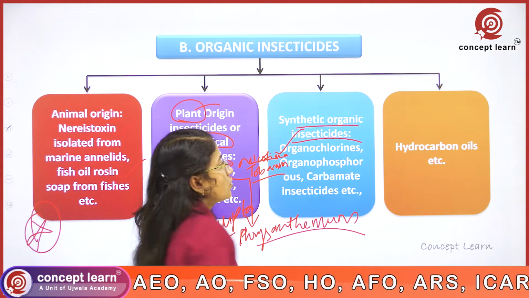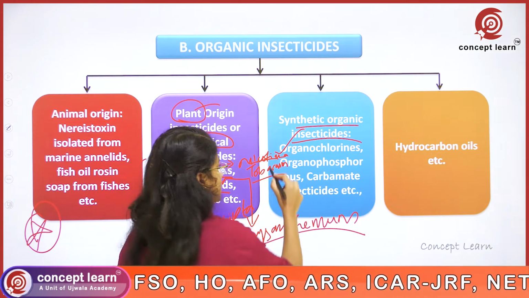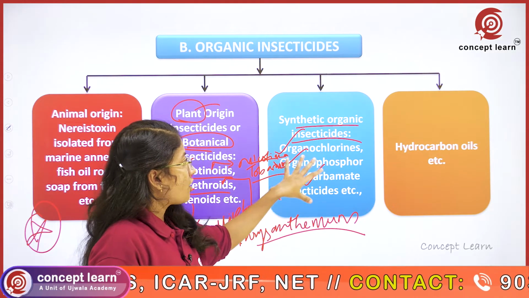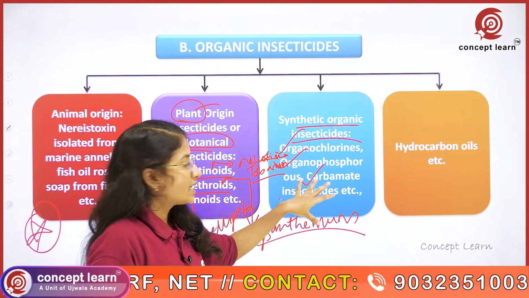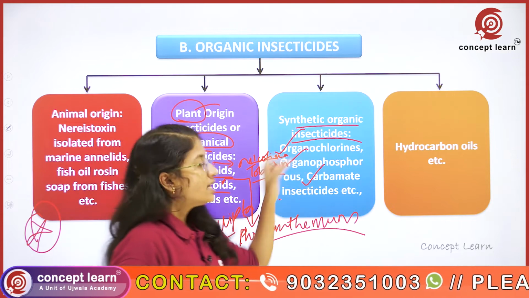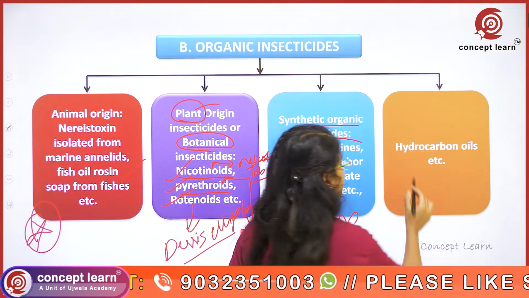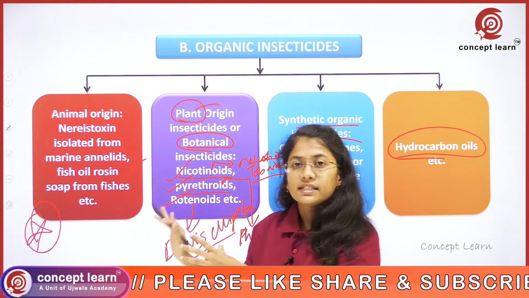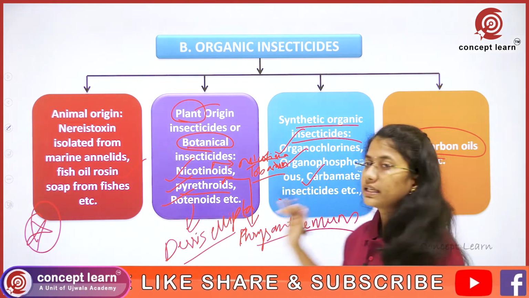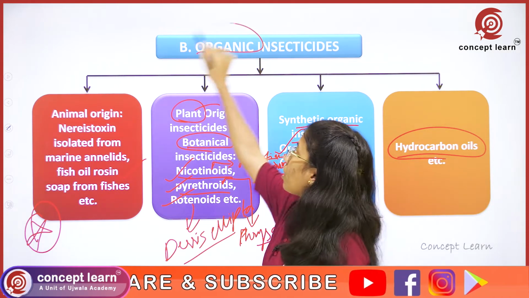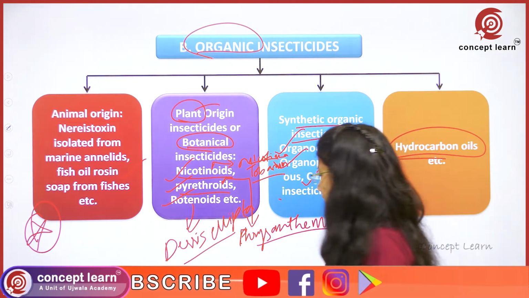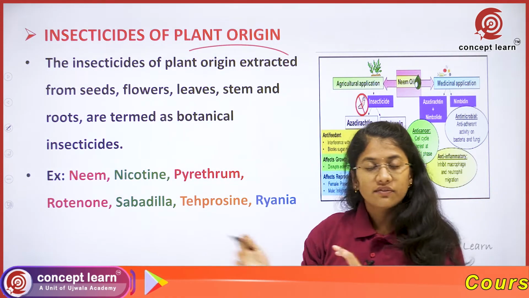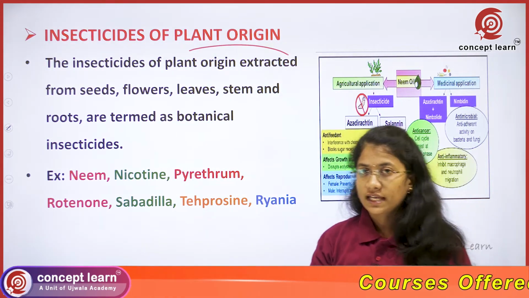And of these, the most common are the organochlorines, organophosphates, carbamates, etc. So, these organochlorines, organophosphates and carbamates usually come under the synthetic organic insecticides. And the final one is that of the hydrocarbon oils. So, these are the different types of insecticides that come under the organic insecticide formulations. Now we shall see one by one which are coming under these organic insecticides.